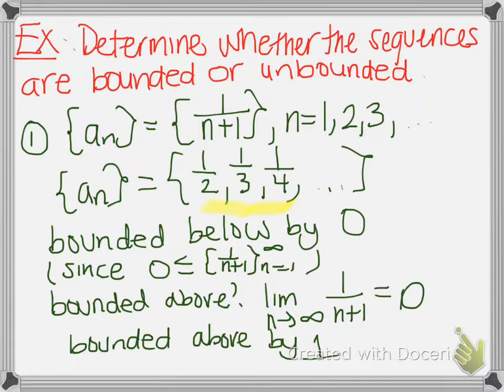And we'll talk about this a little later. It's also bounded above by a half, since remember from the definition, it can be equal to a number in our sequence as long as that's the largest number. So it's actually bounded above by a half as well. So like I said, you can have more than one answer.